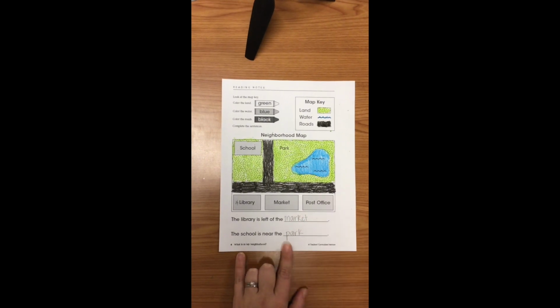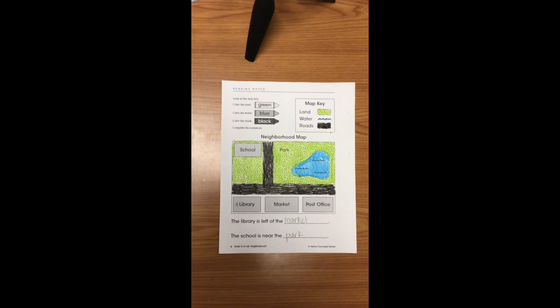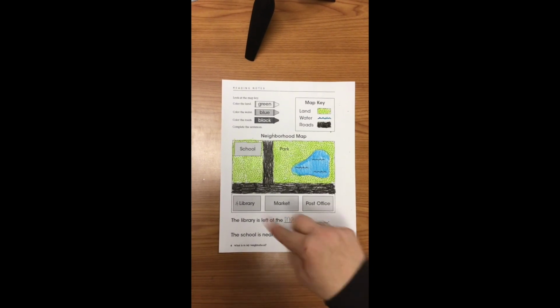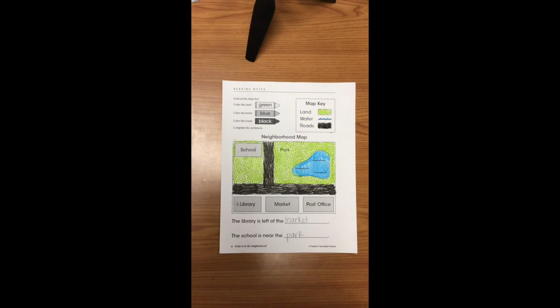Park. Perfect, friends. When you are done with your Seesaw, it should look very similar to this without any scribbles. And then make sure you touch the check mark. Good job.